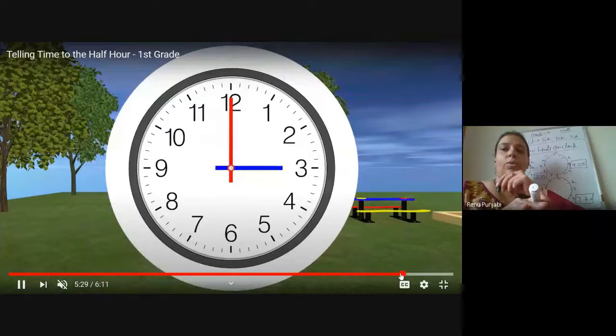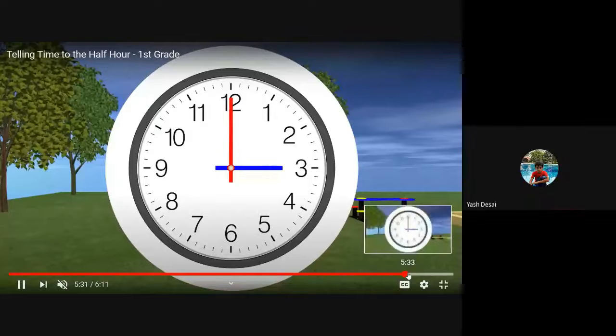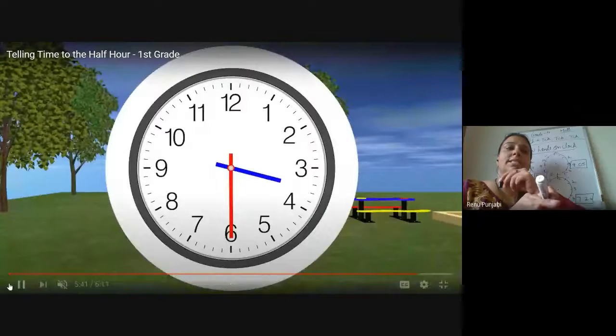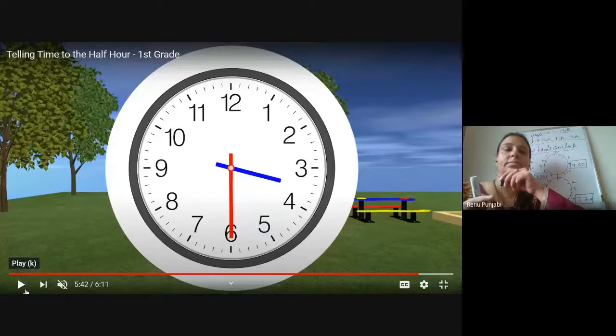Ma'am, we could write quarter to 3 also, right? No, quarter to 3 is when it is 2:45. Three o'clock. No one will answer; I will say the child's name.